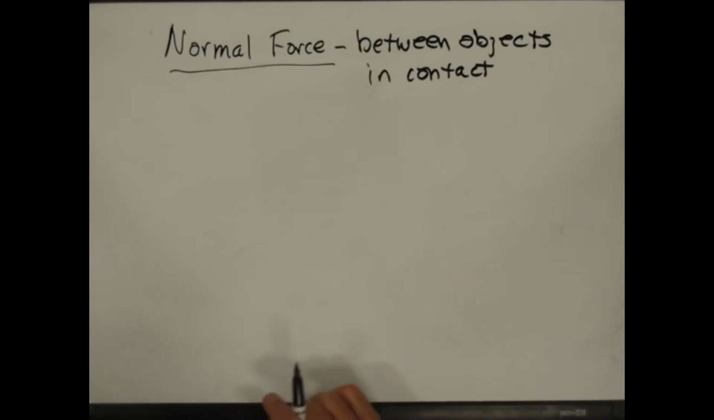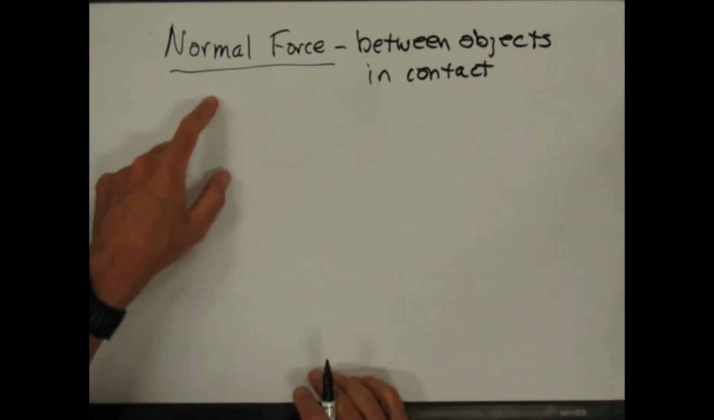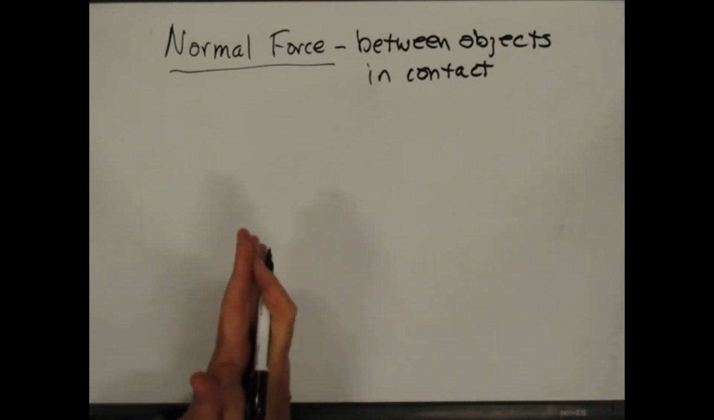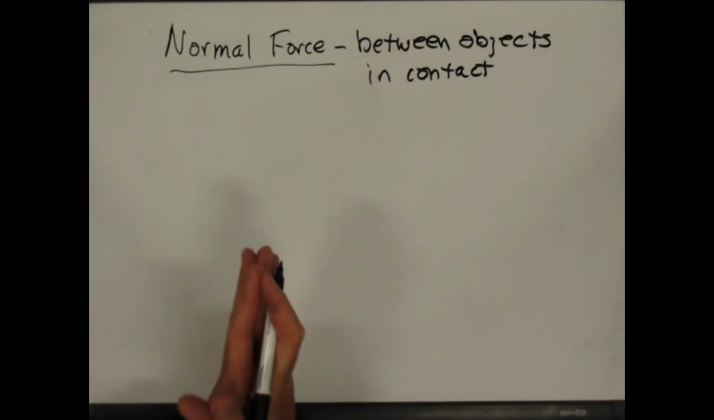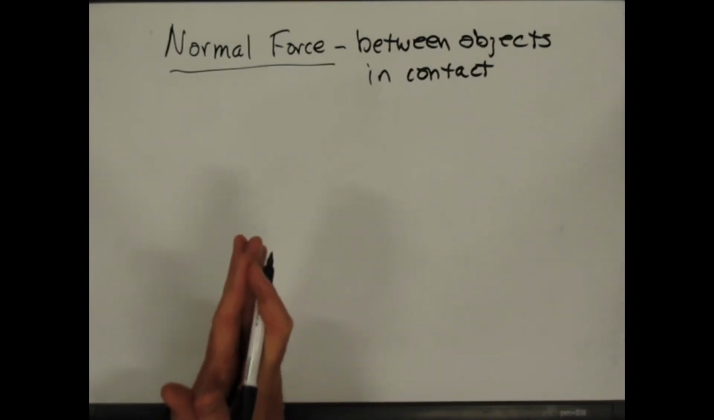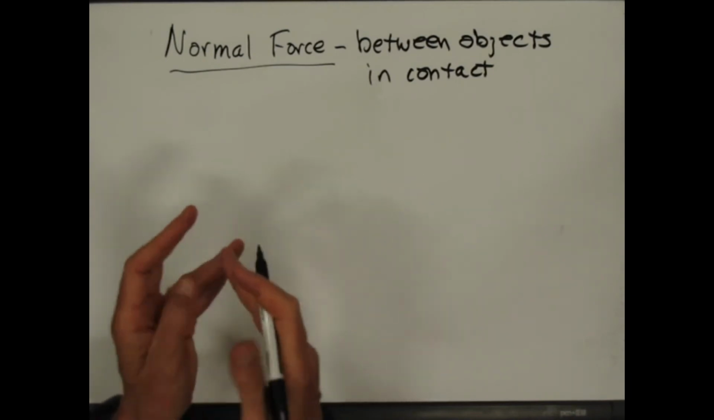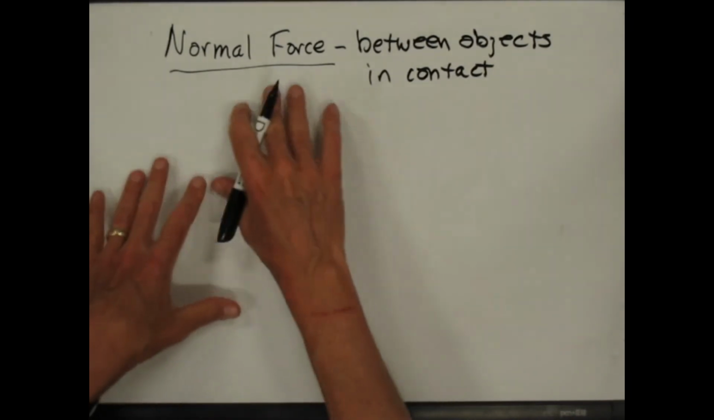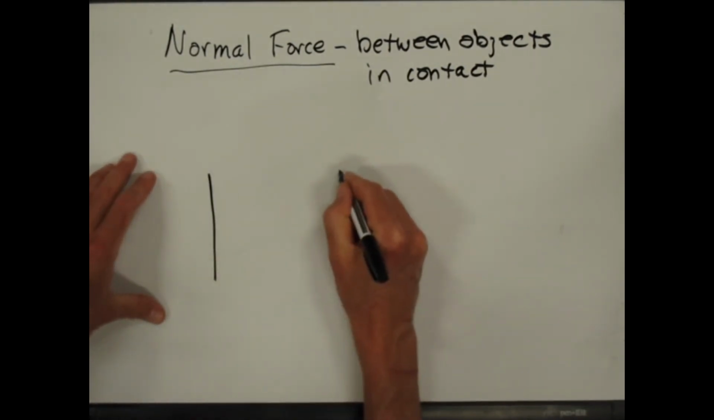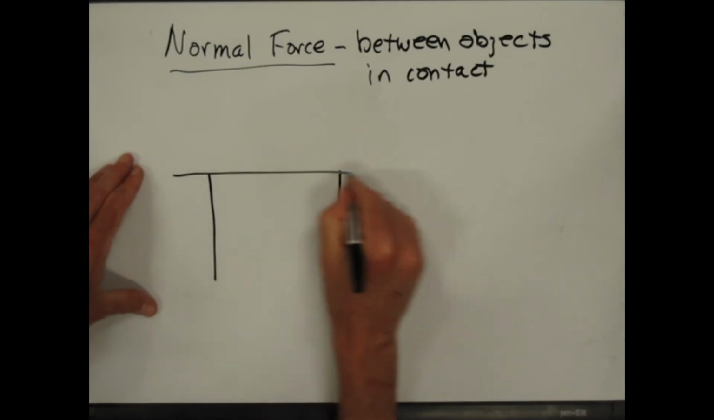So I'm going to talk a little bit about the normal force, just to introduce another force here. And I'm going to say, look, the normal force occurs between objects in contact. There's something called the contact force, and the normal force is the part of that that's perpendicular to the contact surface. The part that's parallel to the contact surface is called the friction force. And I'll come back to the normal force, and we'll talk about it more as we go. But I'm just going to give you a little example here.